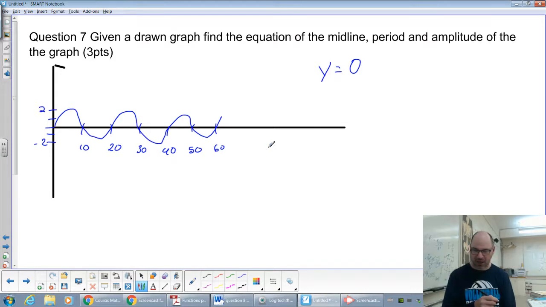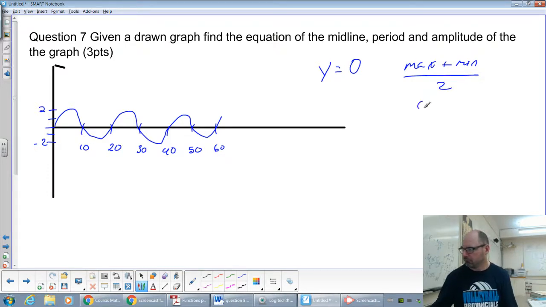Okay, so you might have to calculate it. Remember that the midline is max plus min divided by 2. So that would have been 2 plus negative 2, which would be 0 divided by 2. I guess we should write it out. You can look on here, but if you can't find it, you just take the max and the min.